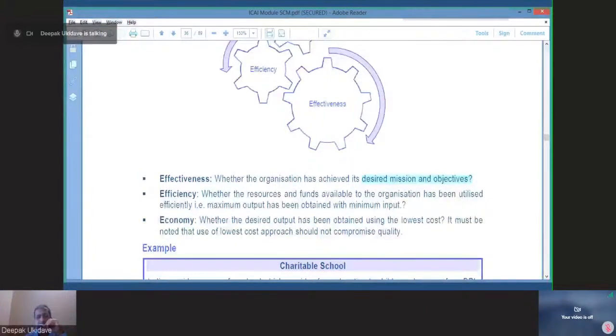That is effectiveness. When we talk about efficiency, I mentioned resources and funds available to the organization: have they been utilized efficiently? You have resources at your disposal in terms of equipment, machines, manpower, and also the funds made available by the patrons and the donors. Are they utilized efficiently in the right manner or not? So maximum output obtained with minimum input. That is efficiency.